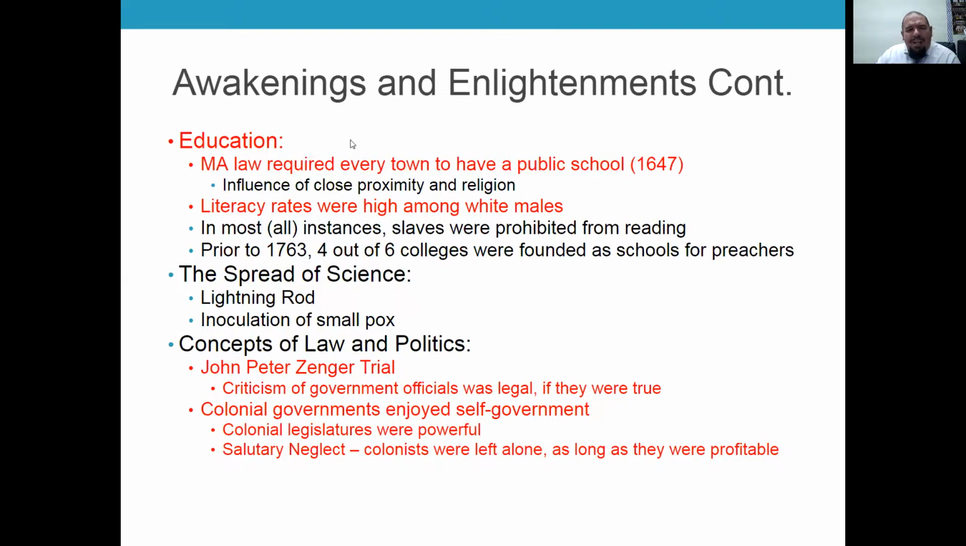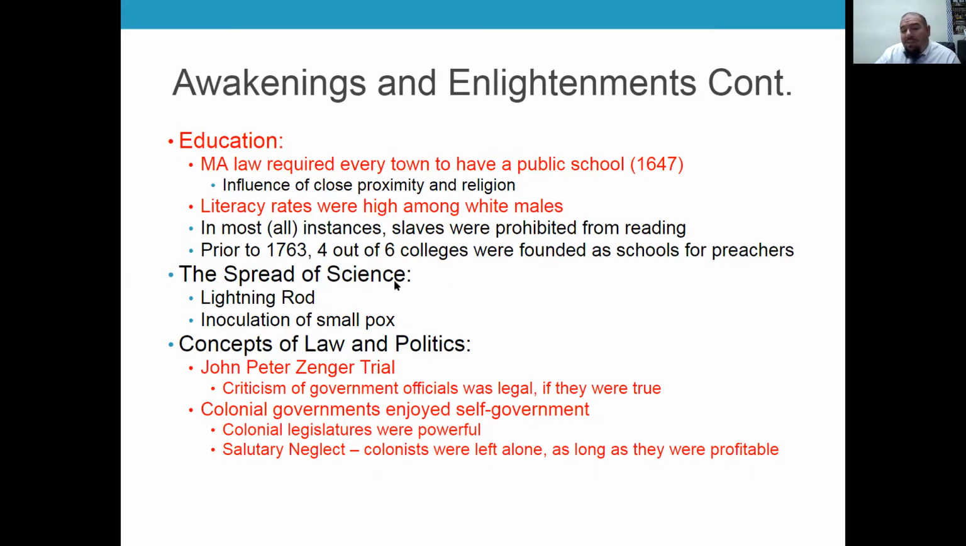All right, more awakening. Education. Massachusetts law required every town to have a public school, 1647. Can you believe that, 1647? And that was the influence of close proximity and religion. Literacy rates were high among white males, obviously. In all instances, slaves were prohibited from reading. Prior to 1763, 4 out of 6 colleges were founded as schools for preachers, and that's what leads to Harvard being founded as a school for preachers.